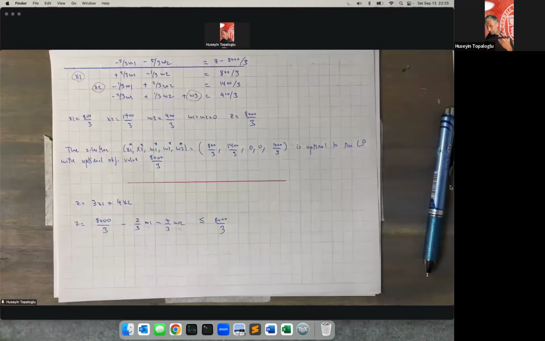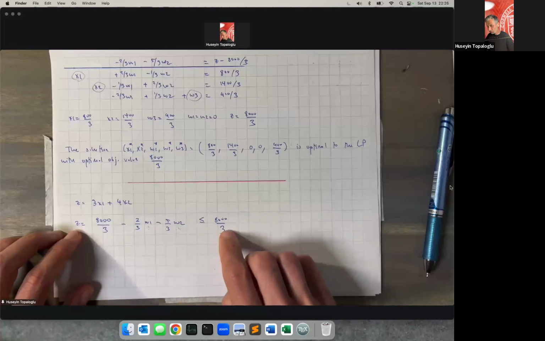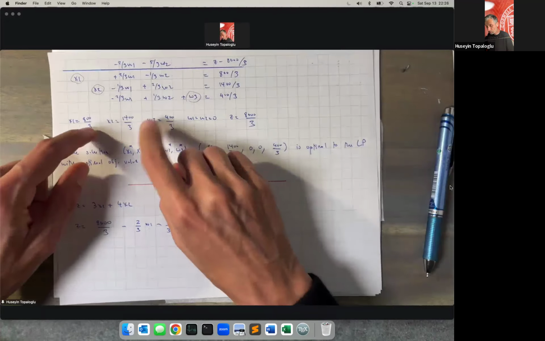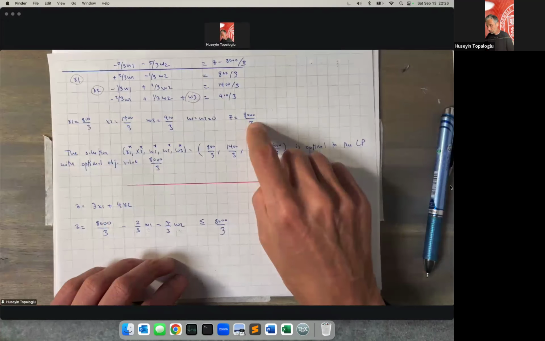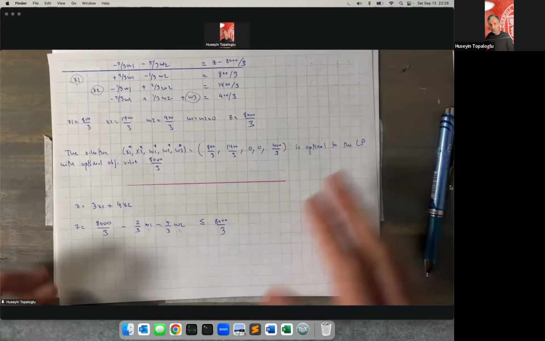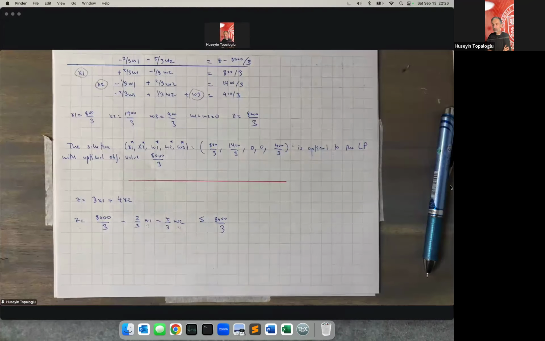So z's largest possible value is 8,000 divided by 3. From the last system of equations, I can easily see that the optimal objective value of my linear program is at most 8,000 divided by 3. And in the last system of equations, we obtain a solution that gives us an objective value of 8,000 divided by 3. Hence, the solution that we obtain must be optimal to the linear program that we would like to solve. So this is a more scientific, more sophisticated way of ensuring ourselves that the solution that we obtain in the last iteration is optimal to the linear program.